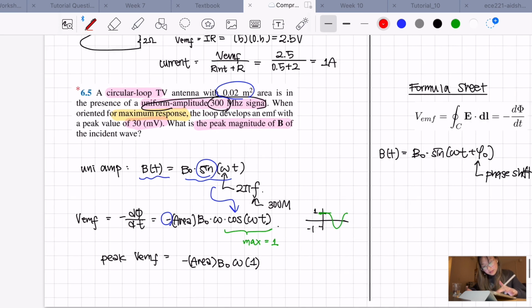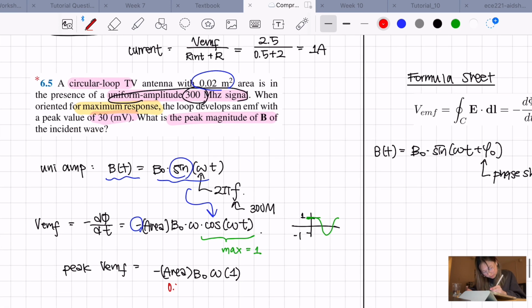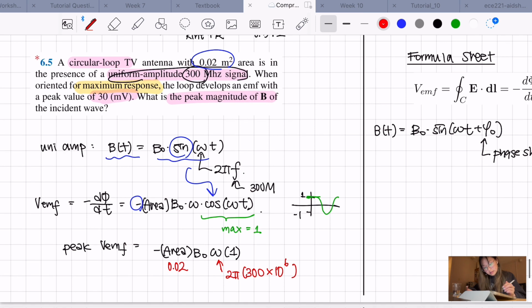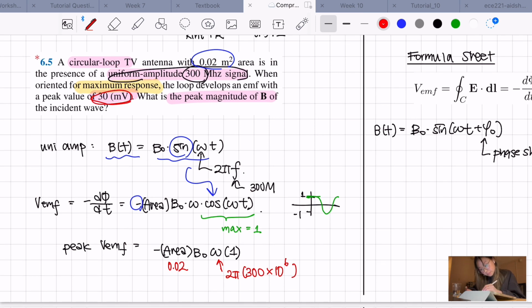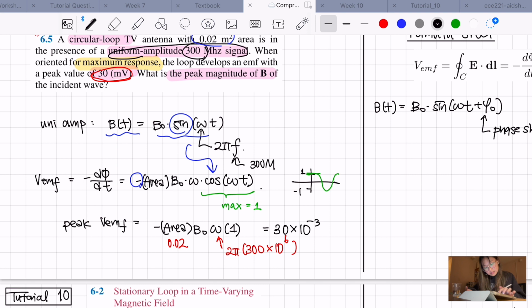And here area is given to be 0.02. B naught, we have to find. Omega is equal to 2 pi times 300 times 10 to the 6 for the mega. It's also given that the peak value is 30 millivolts, 30 times 10 to the minus 3. And this is your only unknown, so you solve for B naught. We find that the B naught value would be approximately 8.0 times 10 to the minus something Tesla.